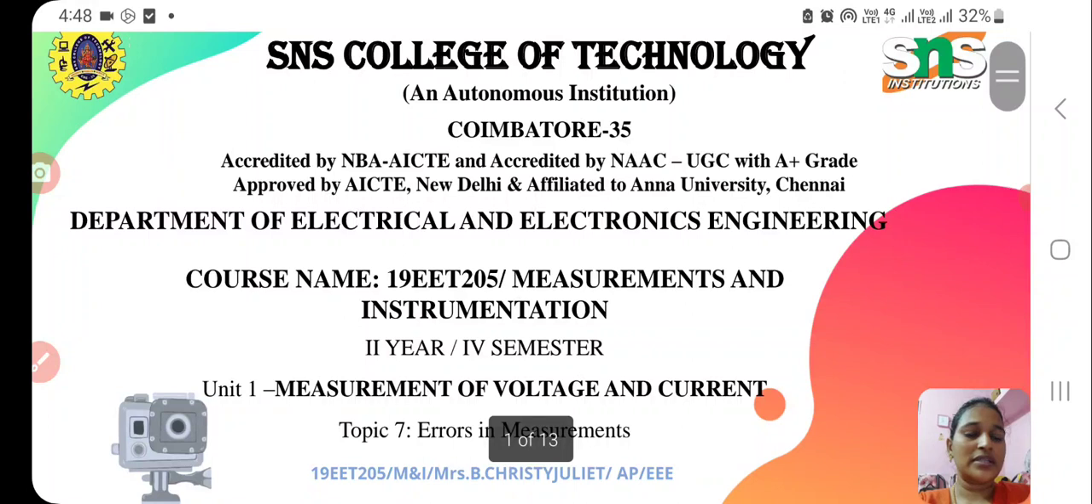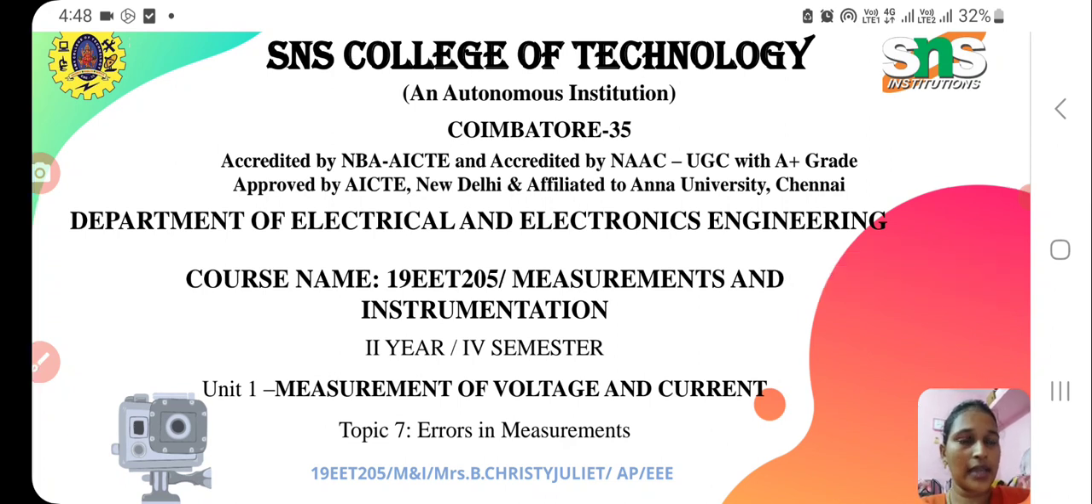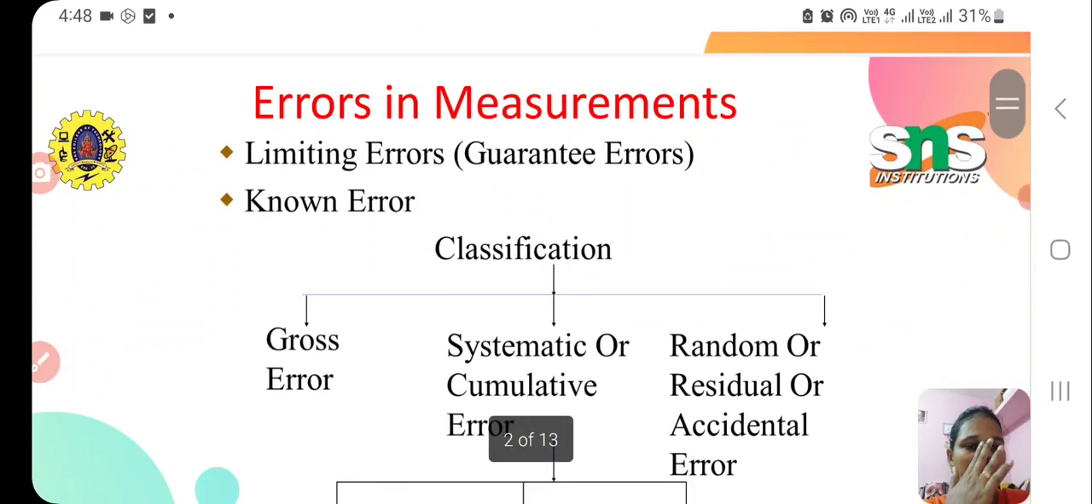Now we will see errors and measurements in Unit 1. Last class we discussed what the static characteristics and dynamic characteristics of measuring instruments are. Now we will see what the errors in a measurement or in a measuring device are.